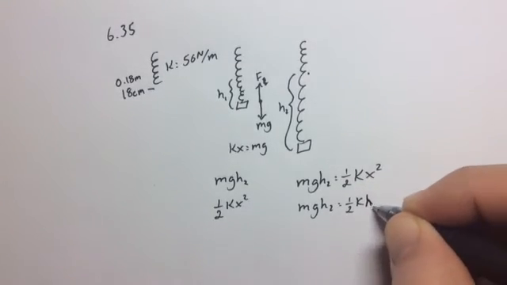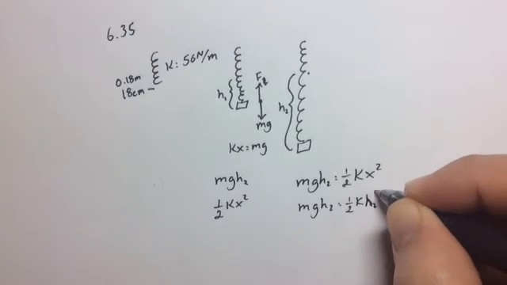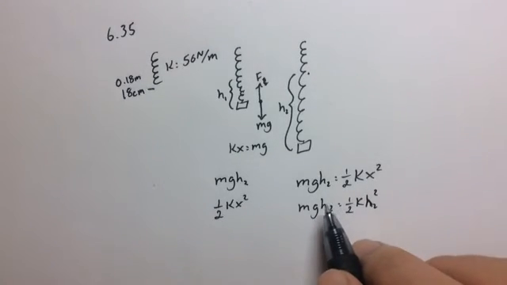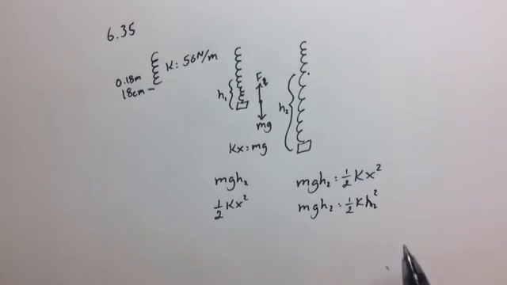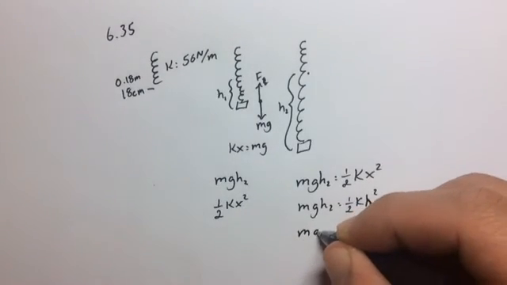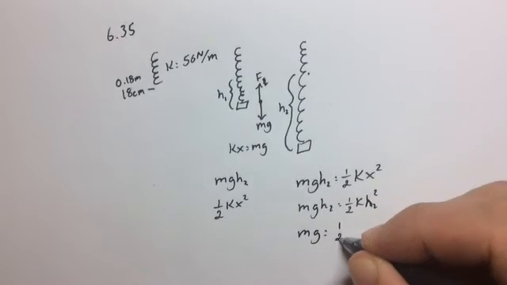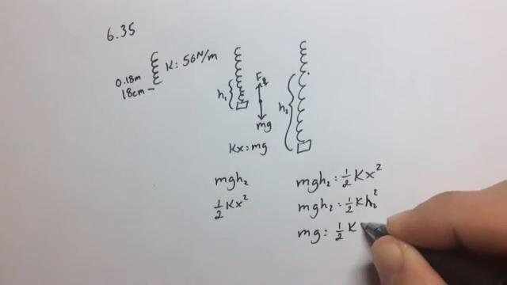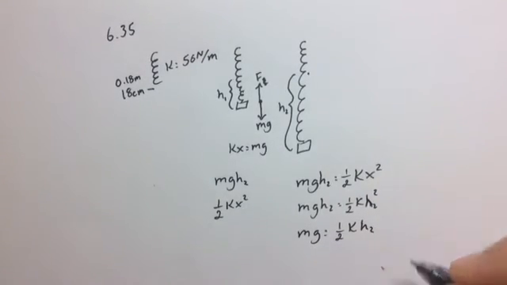h2 squared. Okay, so if we have an h2 over there and we have an h2 over there, we have two of them over here, we can just divide both sides by h2. And here's what we're going to get. mg equals 1/2 k h2 on the right side.